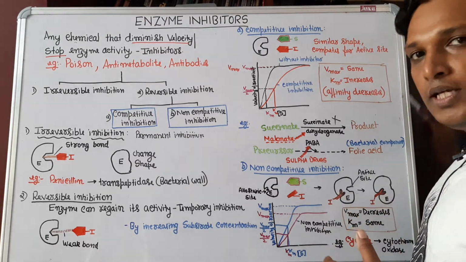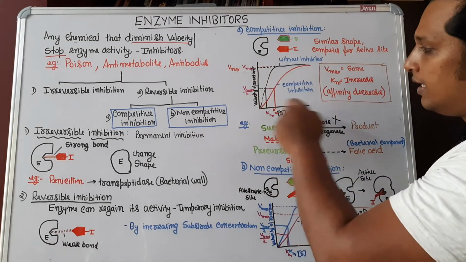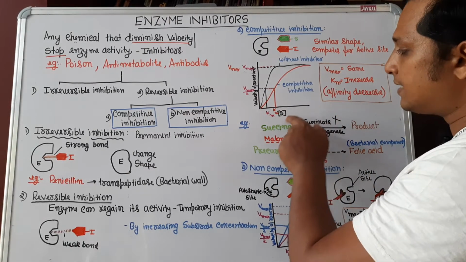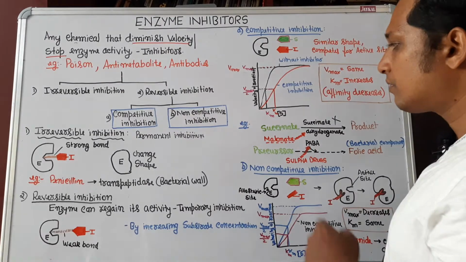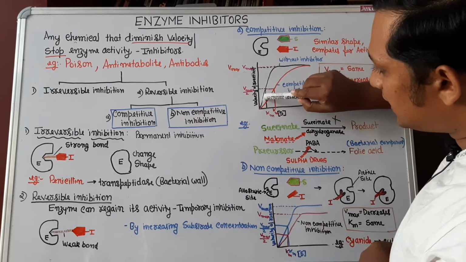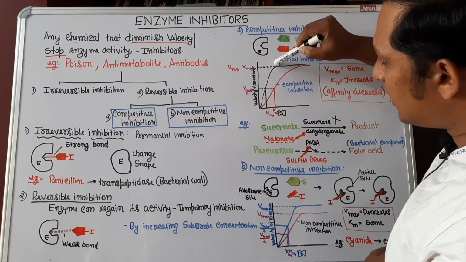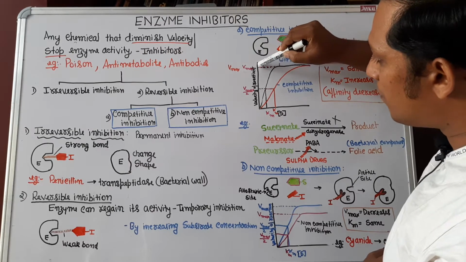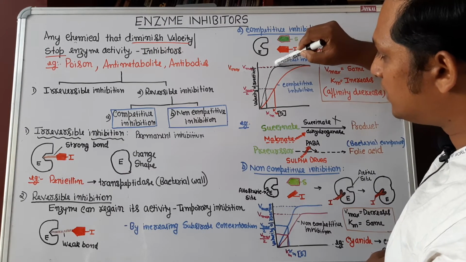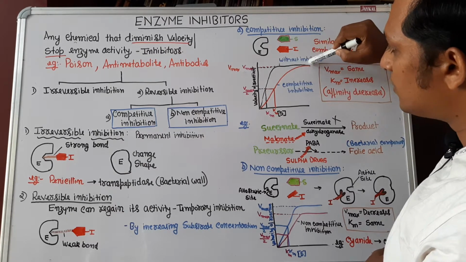Now, what will happen to the Vmax and Km of the reaction during competitive inhibition? Look at the graph. On the y-axis I have taken velocity of the reaction, and on the x-axis substrate concentration. Normal graph, how will it be? As the substrate concentration increases, enzyme activity will also increase. Then enzyme activity reaches a maximum point. At that maximum point, all the enzymes are saturated with the substrate. Therefore, if you increase substrate concentration further, enzyme activity remains constant.